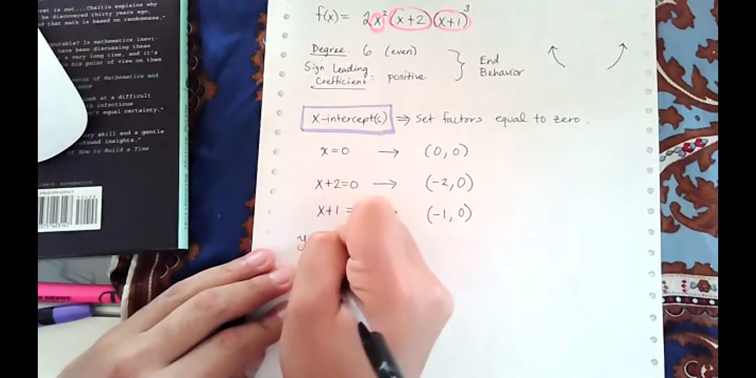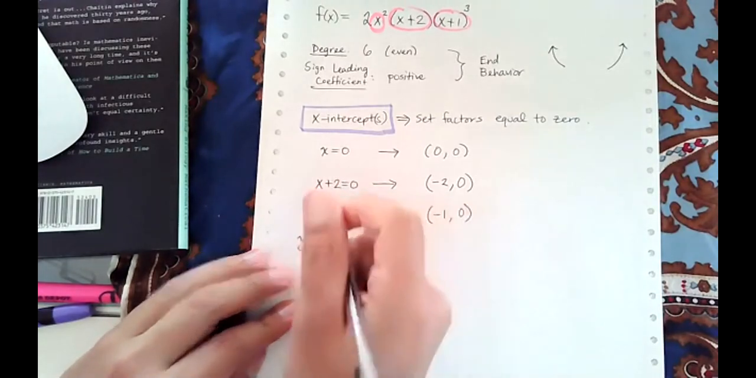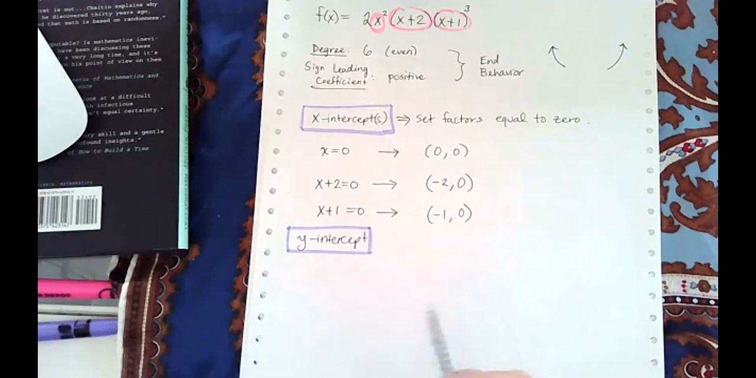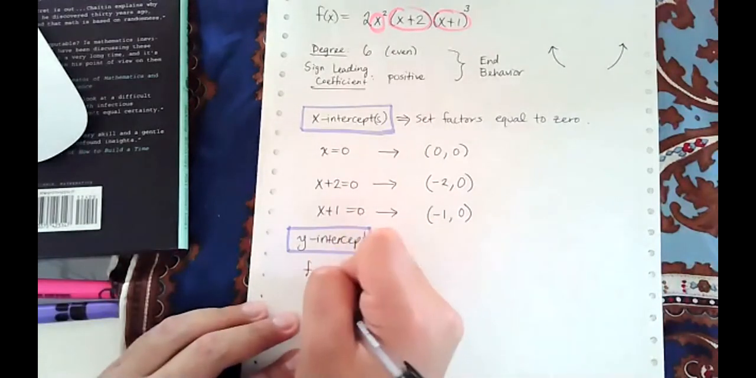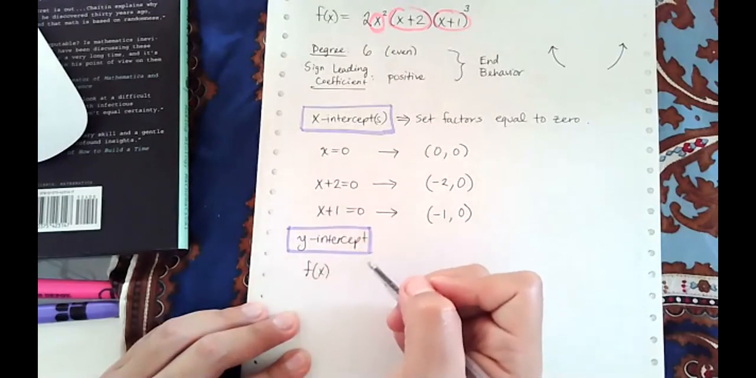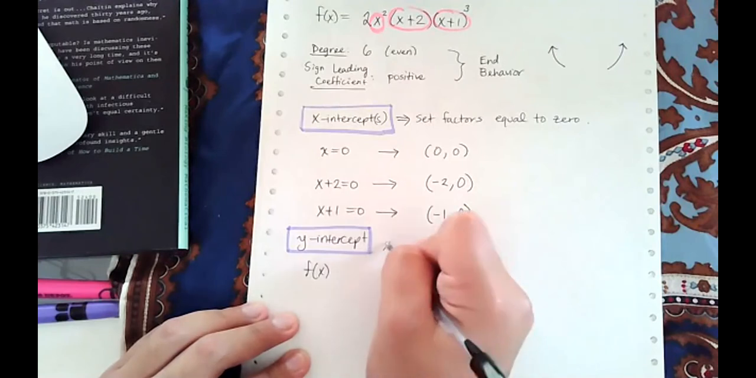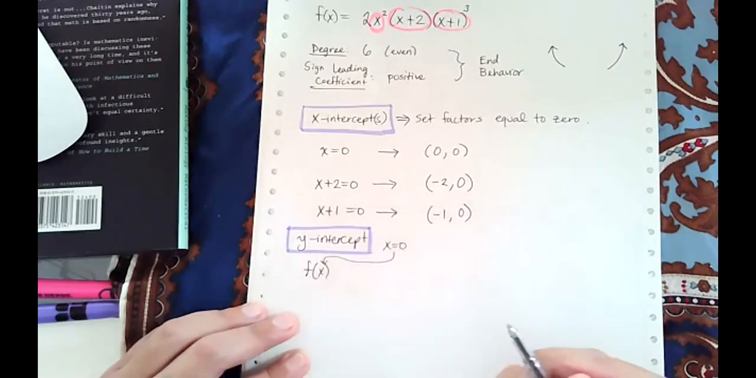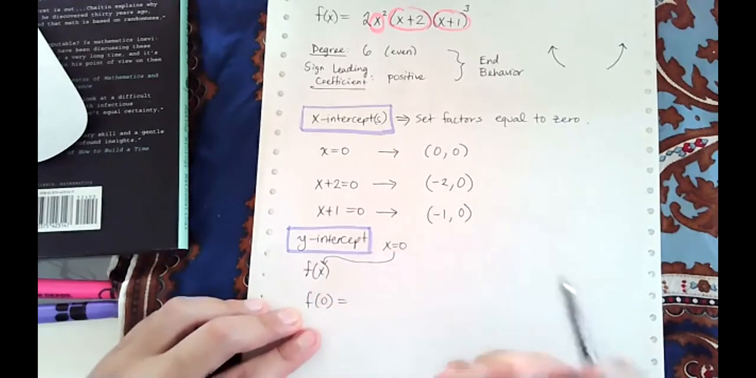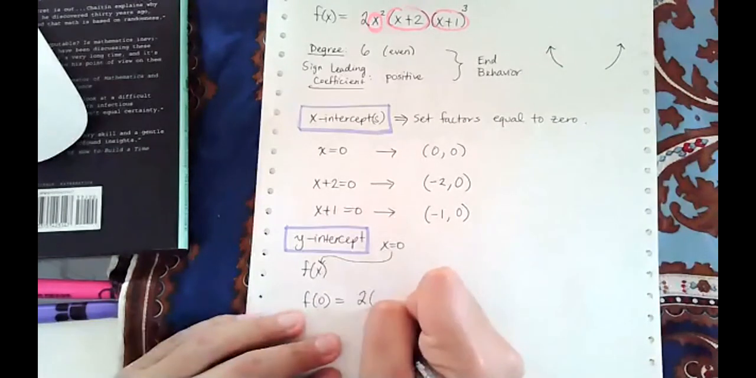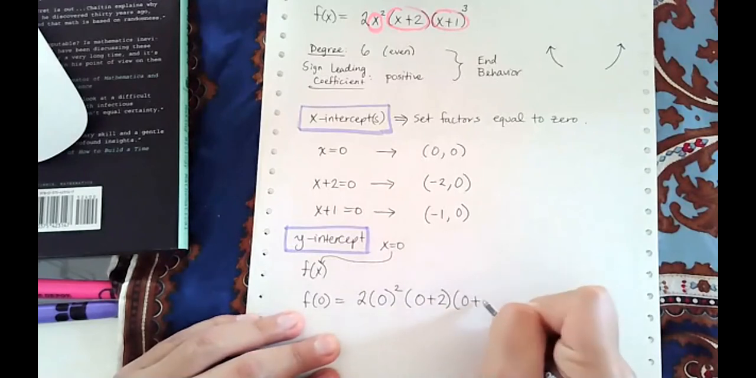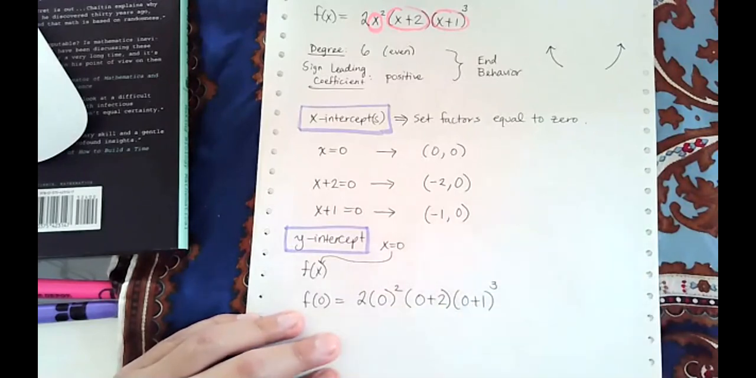We can look at the y-intercept now, which is, we're just setting the function f of x, and we're plugging in x equals 0 into the function. So f of 0 is simply saying everywhere there's an x in the equation, put a 0. 2 times 0 squared times 0 plus 2, 0 plus 1 to the third power.